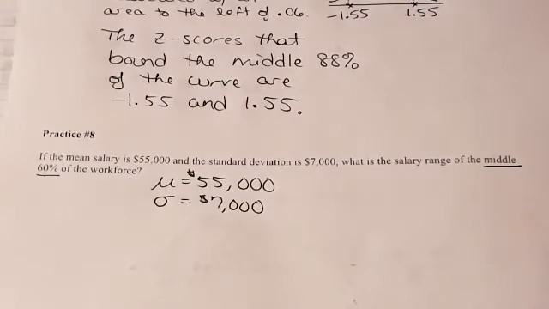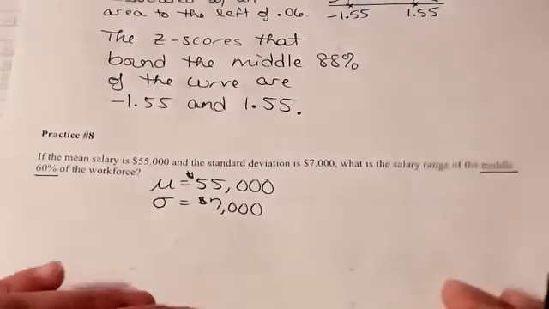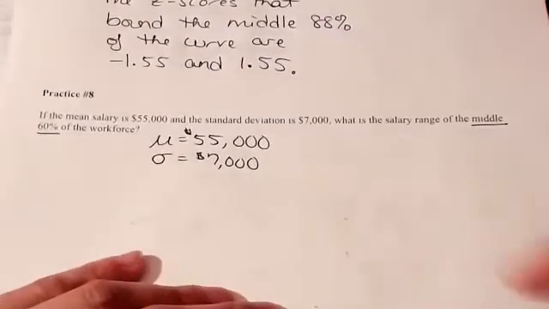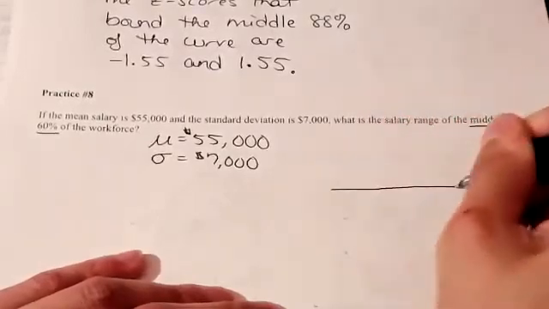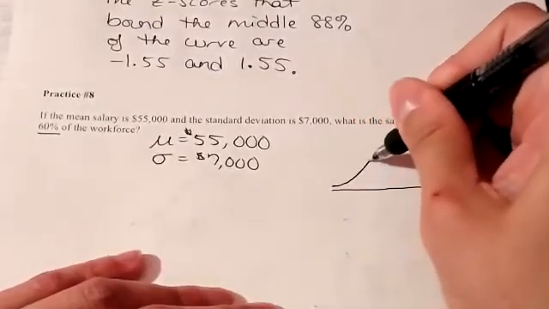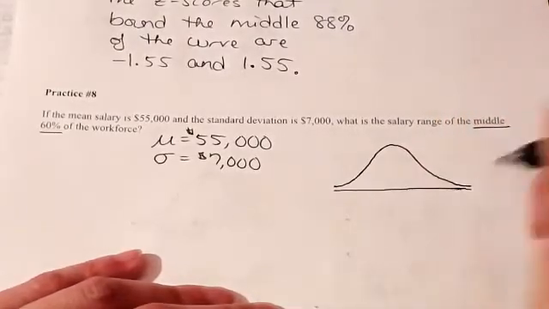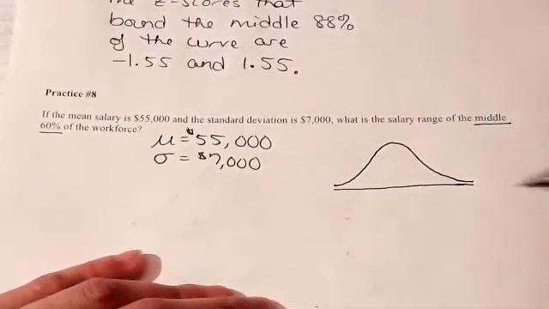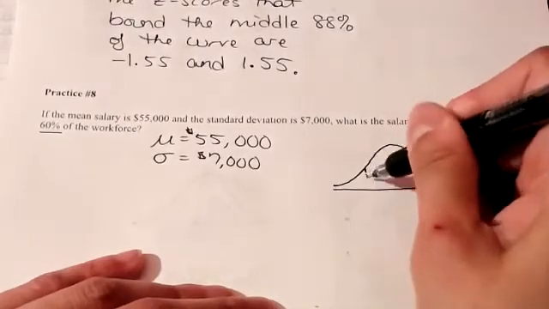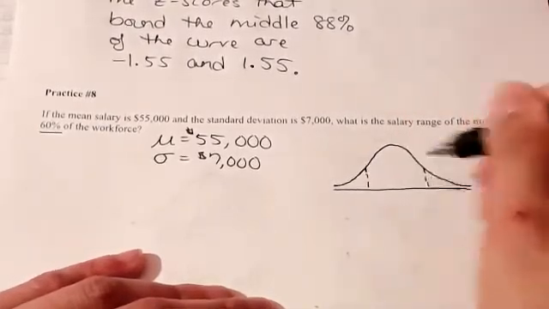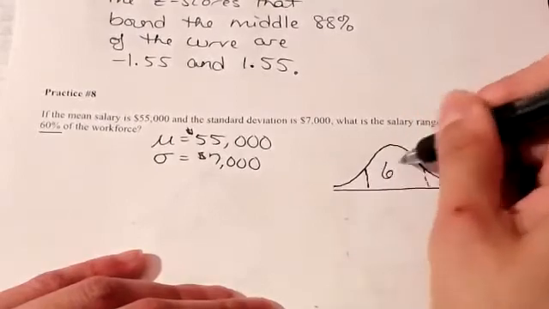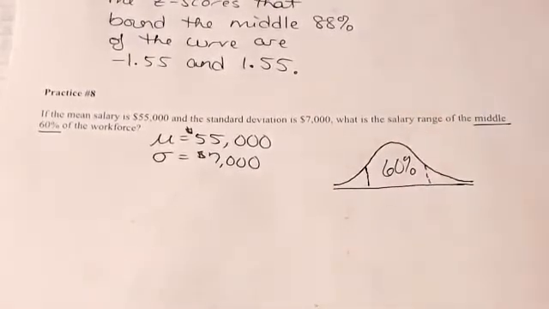And actually, because we have 8 minutes left, I don't mind doing this with you. Okay, let's draw the curve. We want the middle 60%. So this is 60%, which means what percentage is in each tail? You can go ahead and shout it out. What percentage is in each tail?